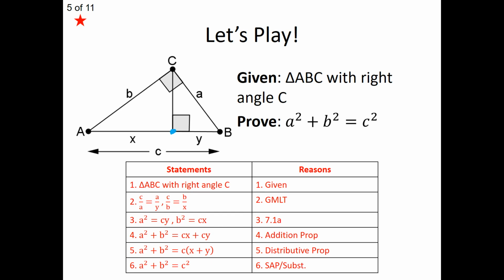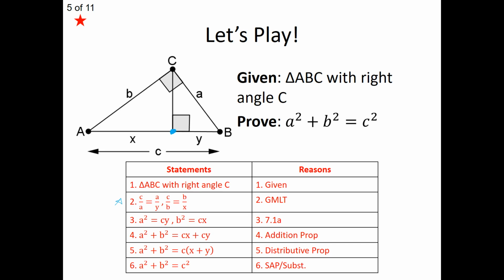All right, so we're given again that triangle ABC is right with right angle C, and we're trying to prove that a squared plus b squared equals c squared. So where do we start? We actually start with similarity. We know that these triangles are similar, so using the geometric mean leg theorem that we've proven, we bring to life two proportions. So take a look at step 2.